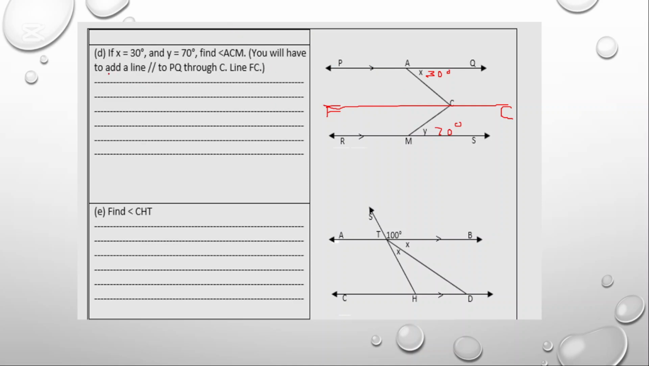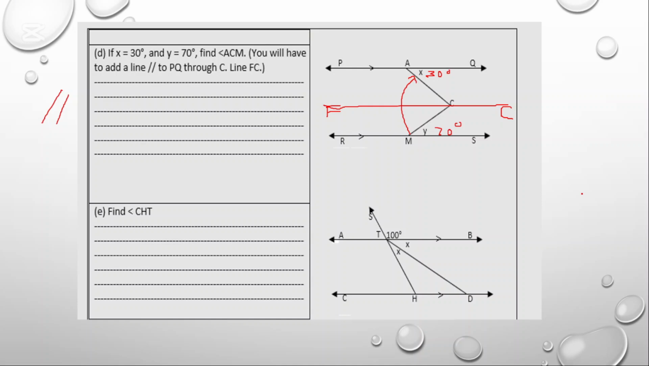You will have to add a line parallel. Now this sign is actually to tell you the line is parallel, right? Two lines like that means parallel. So you will have to add a line parallel to PQ through C, line FC. So we have something like that. Remember, you must find the value of ACM, which is this angle here, from there to there. And that is the only clue I'm going to give you. You can figure that one out.